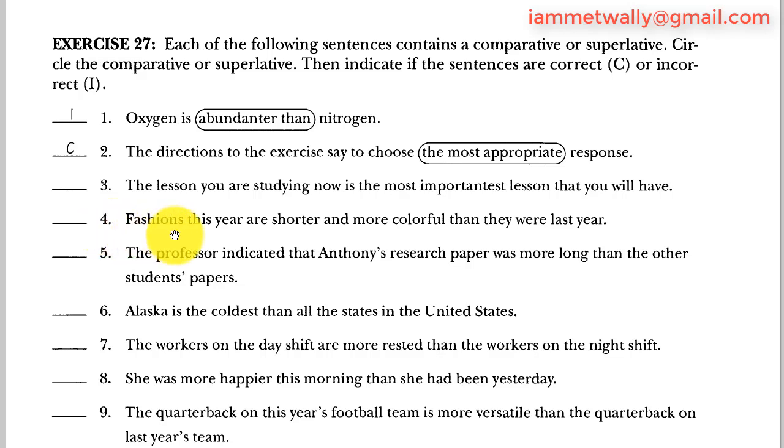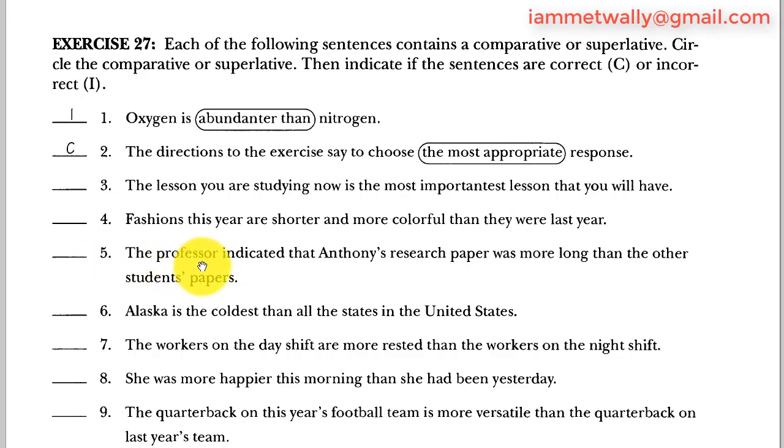incorrect. Number 4. Fashions this year are shorter and more colorful than they were last year. Fashions, this is the subject. Are is the verb. Shorter and more colorful than. Shorter is a comparative, more colorful is a comparative, more colorful than, and the sentence is correct.